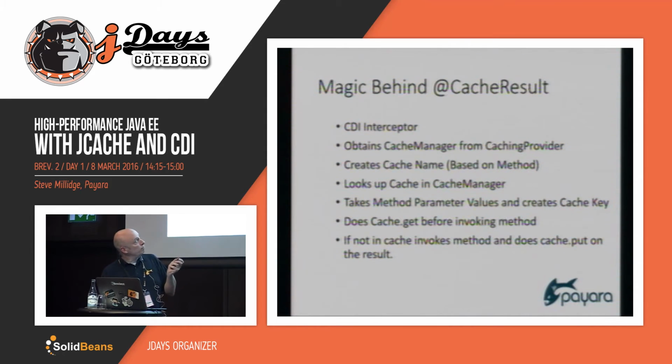It creates a cache name, and it bases that on your method. It takes your method and munges the name of it and munges all the parameters together and gives you a name of a cache. It looks that up in the cache manager. If it can't find it, it creates it. It then takes all your method parameter values and creates a cache key. And then it looks in the cache, based on that key, before it actually invokes your method.